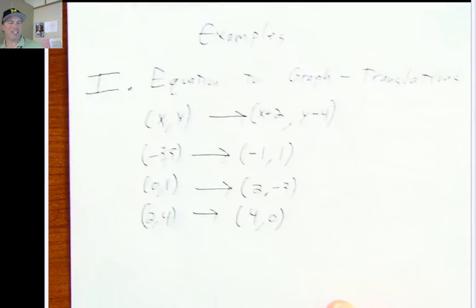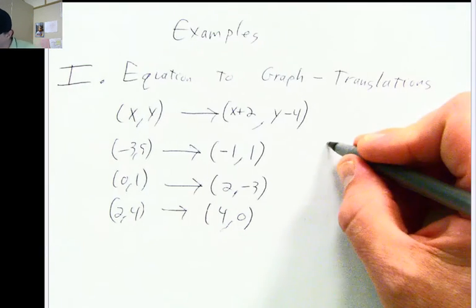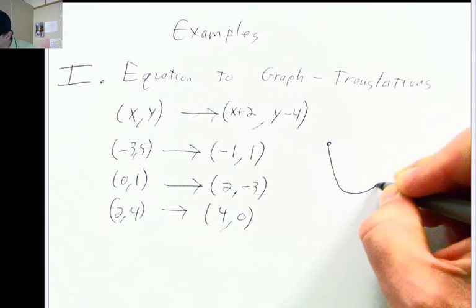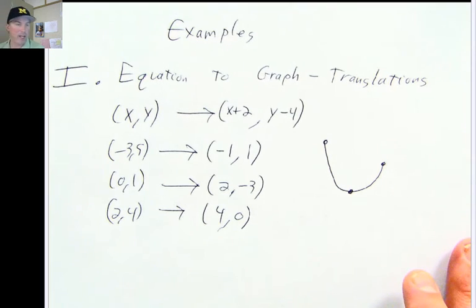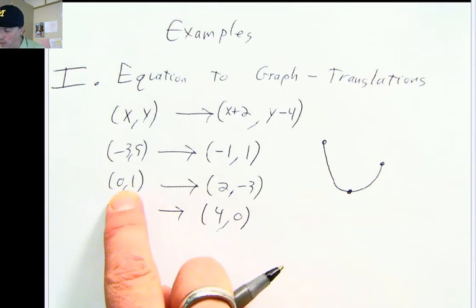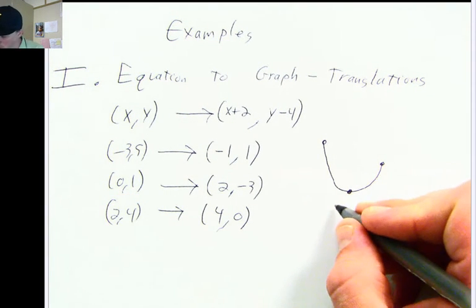And you know that the graph's going to look entirely the same, so you could just draw. I like to draw it first without drawing in the coordinates, and you just simply write them in. The 0, 1 point became 2, -3.